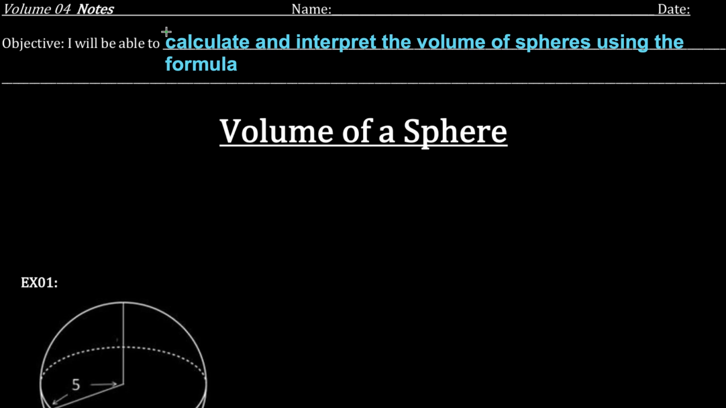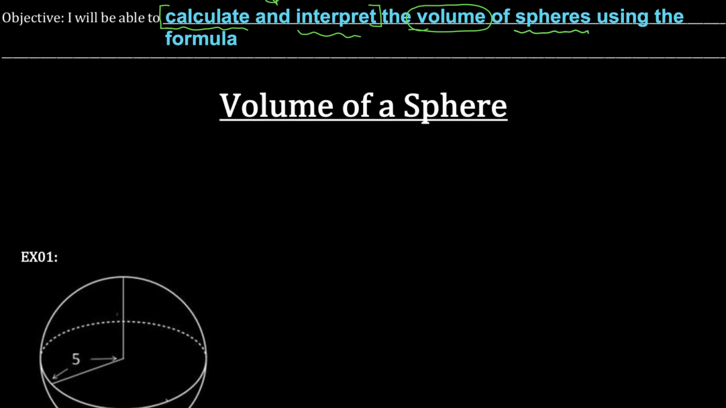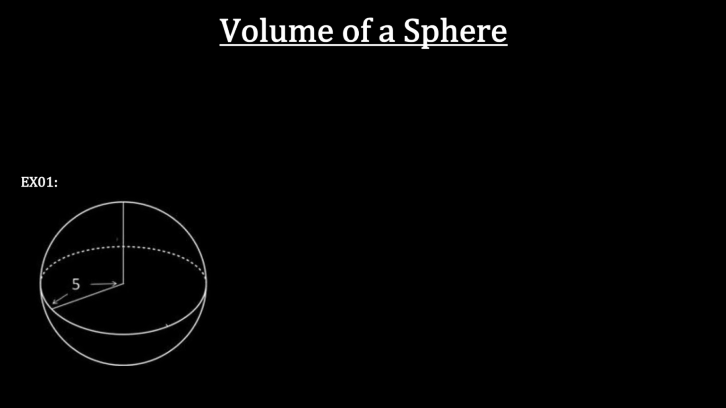All right, so in this lesson, we will calculate and interpret the volume of a sphere. This one's not going to be too bad. It's a pretty easy formula. The volume of a sphere is 4/3 pi times radius to the third power.